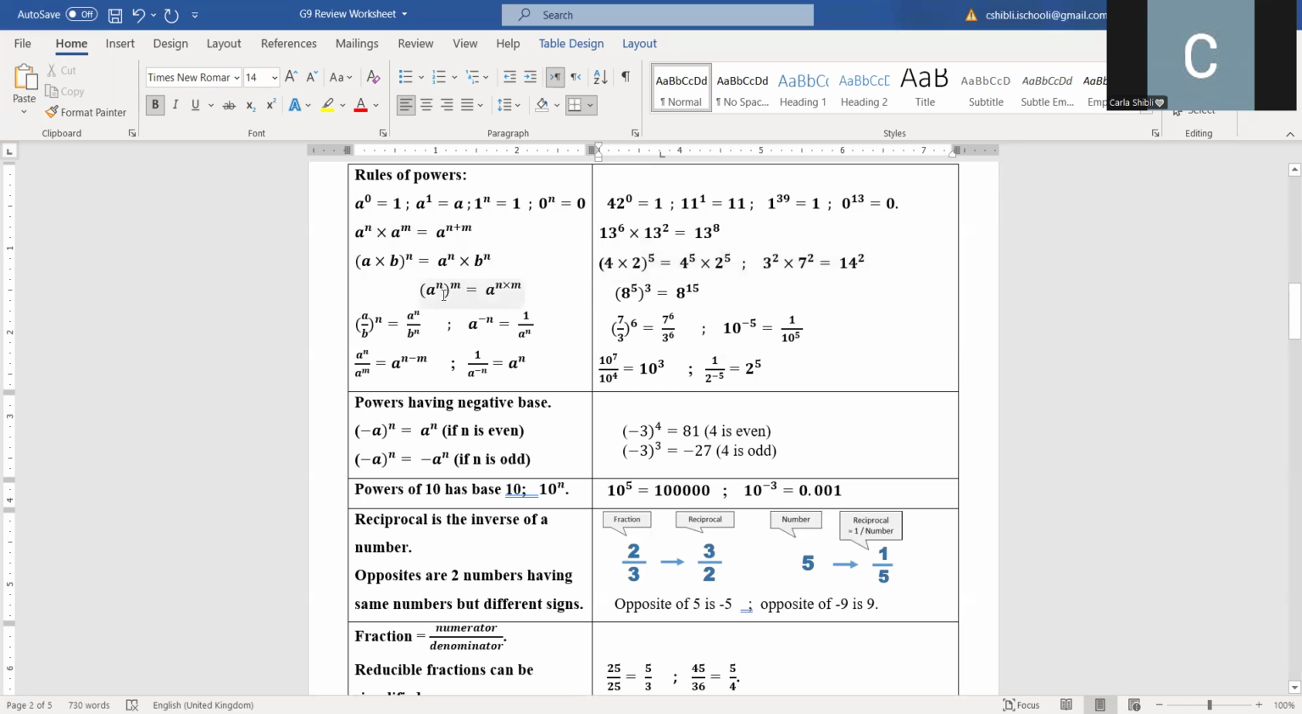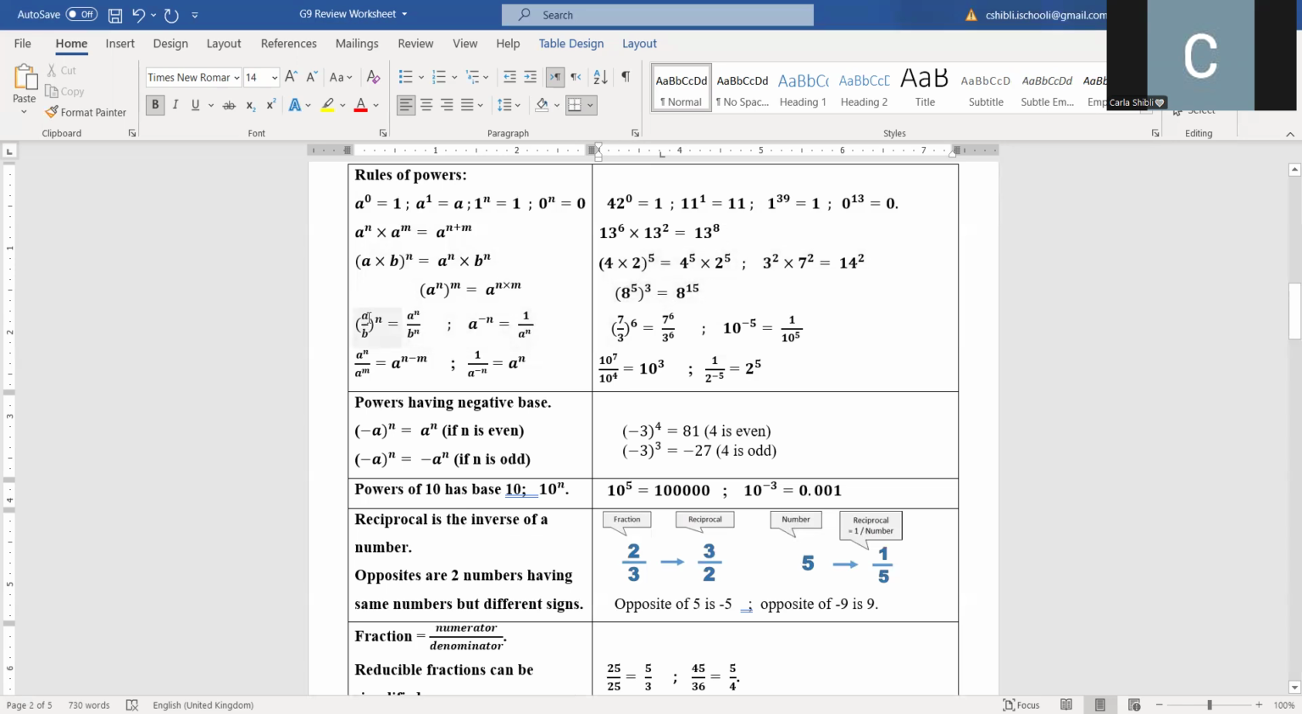Now, the rule power of power, a to the power n, all of it to the power m. So we keep the base a and we multiply both exponents, n times m. A to the power 5, all of it cubed, is a to the power 5 times 3, which is 15.